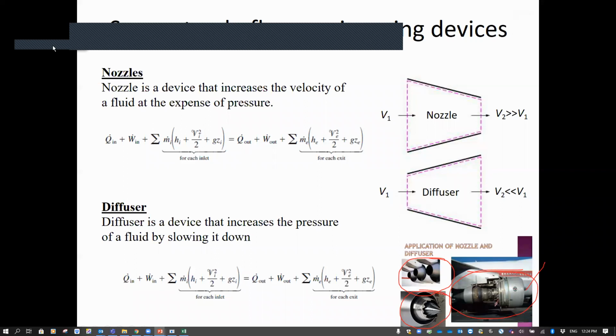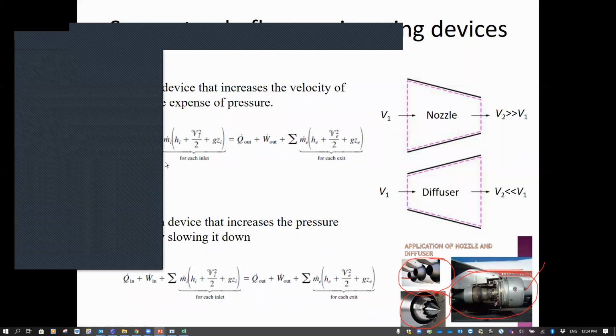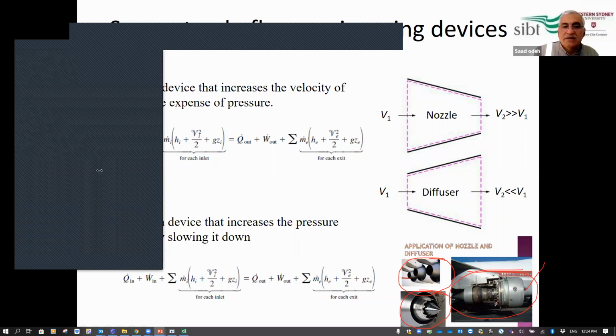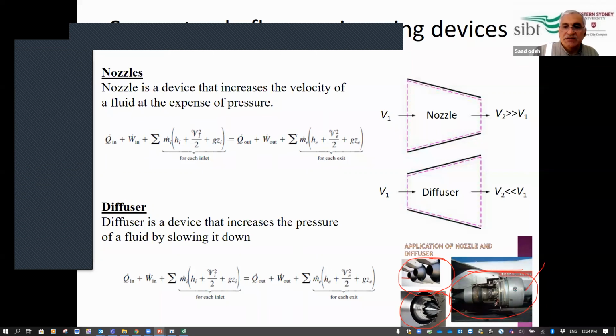Yep, sir. It's the only thing I'm confused about. It says a diffuser is a device that increases the pressure of a fluid. But it's not a fluid, right? No, fluid, I mean, I said before, fluid is for a gas or liquid, doesn't matter. So when we say fluid, we are mentioning a gas or a liquid. So in this case, we have gas, we don't have liquid. Okay. Thank you.